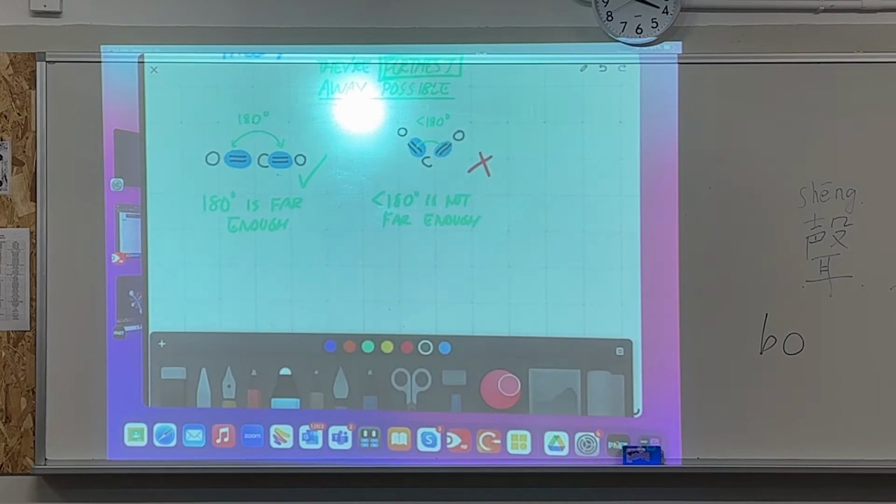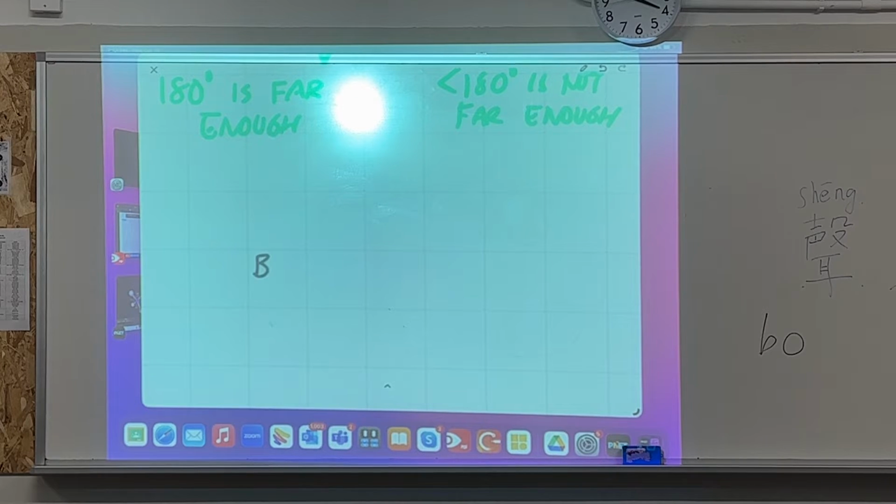When you draw BF3, why do you not draw it like this? Okay, let me put that in the correct shape first. This is what BF3 looks like. Why shouldn't you draw BF3 like this?